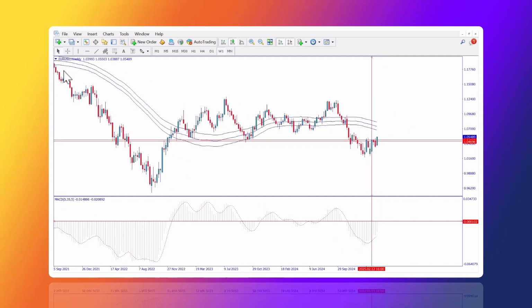So look at this area. The market sold heavily on weekly time frame, and it corresponded with this. And when the market moved above the moving averages, you can see that the MACD also crossed to the positive region. So guys, this is very simple.